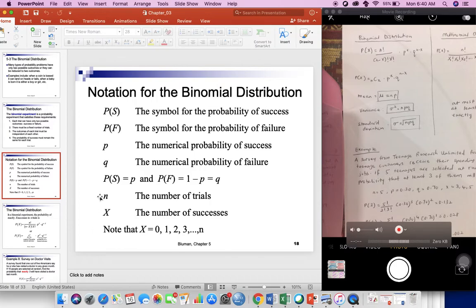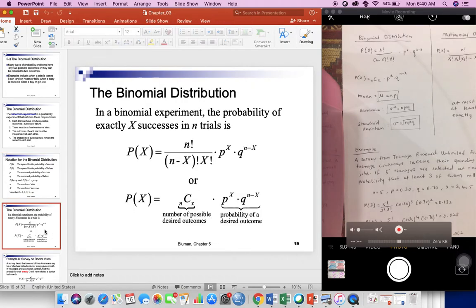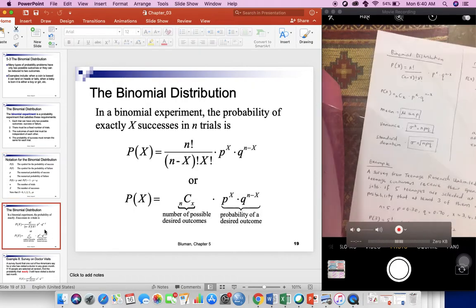Okay, and then n is the number of trials, and x is the number of successes. So x here can be 0, 1, 2, 3 until n. So let's take a look at the formula of the binomial distribution.